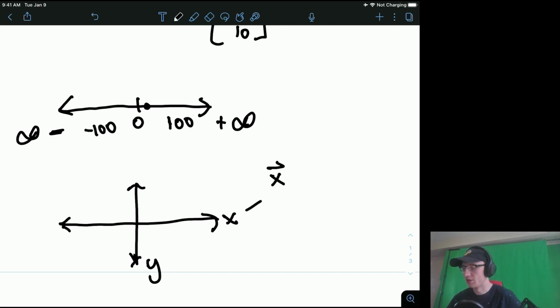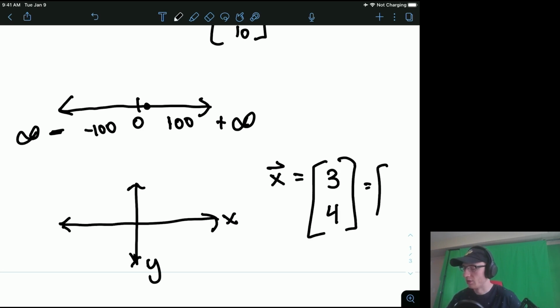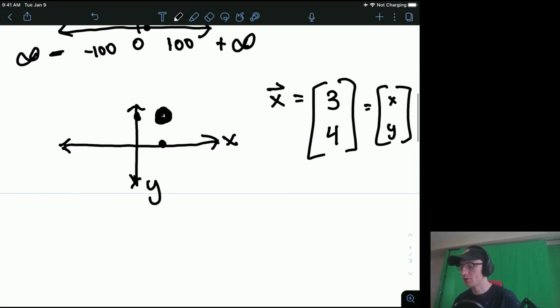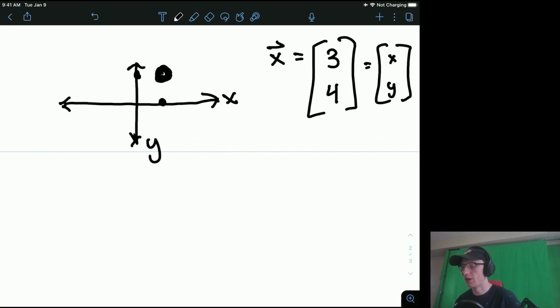Don't get that confused with this x over here. That's just the axis. This is actually the vector. So maybe we had x is a 2-dimensional vector, which is 3 and then 4. Well, we could plot that as this as well. This is the x-axis and this is the y-axis. X is 3 and y is 4. So maybe we'd plot 3 over here on the x-axis, and then 4 up here on the y-axis. We would draw the intersection of those things, and we'd plot that vector right at that piece there. Okay, so now I'm going to move on to specific operations that you can perform on these vectors.